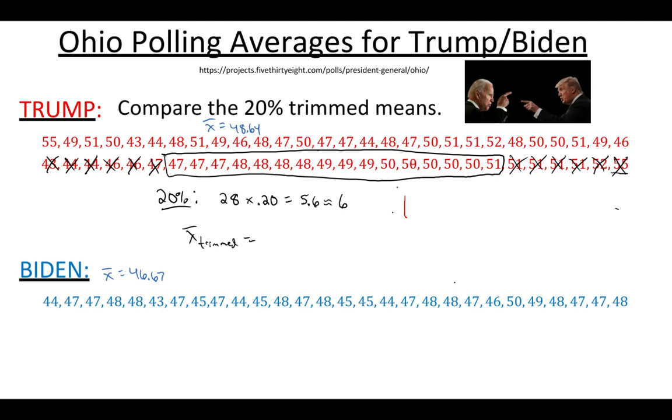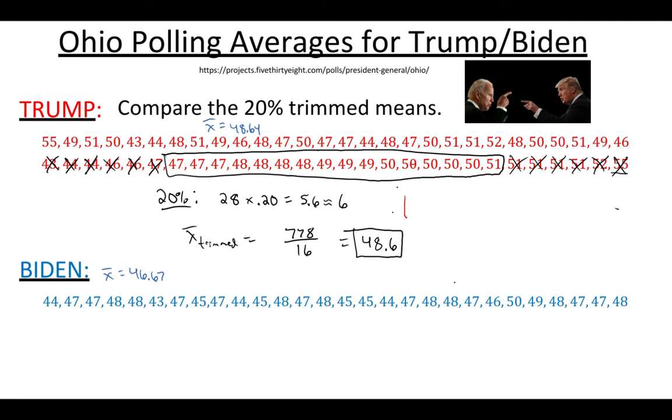When we add up all those, I should get 778, divided by 16 because we had 28 and we eliminated 12 total. So it leaves us with 16. And that gives us a mean of 48.6. And you can see it's actually almost identical to the original mean, 48.64. So very, very close. Didn't really do us any good to do the trimmed mean in this case.